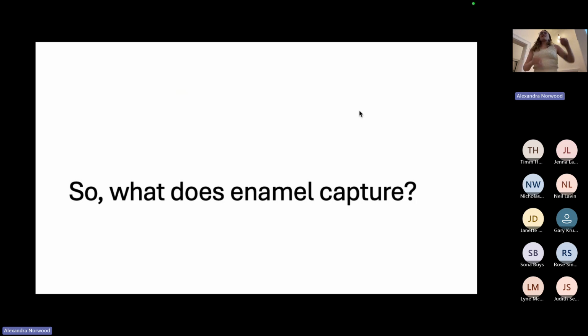This is where I turn into a chemist for a minute and talk about isotopes, so bear with me. Our question is, what does your tooth enamel, that part of your tooth that's growing and is really hard and is never regrowing, what is it actually recording?